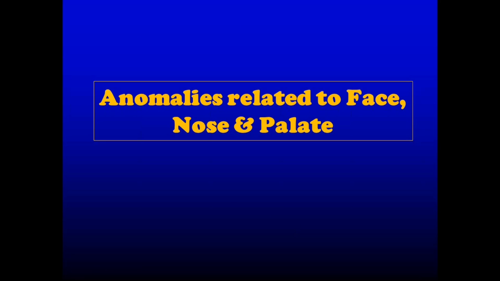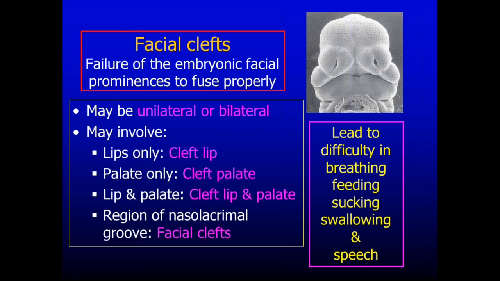Now an anomaly related to the face, nose and palate. Very important is facial cleft. Facial cleft is failure of any prominence to fuse properly, whether in the area of lips or in the area of palate. So associated with the lips is cleft lip, with the palate is cleft palate, and with both, cleft lip and cleft palate. And if there is a defect in the region of the nasolacrimal groove, that leads to the formation of facial cleft.